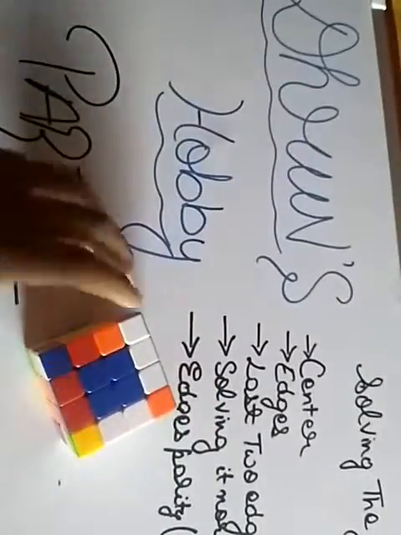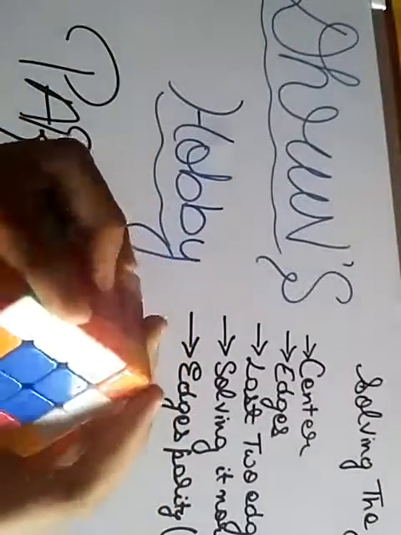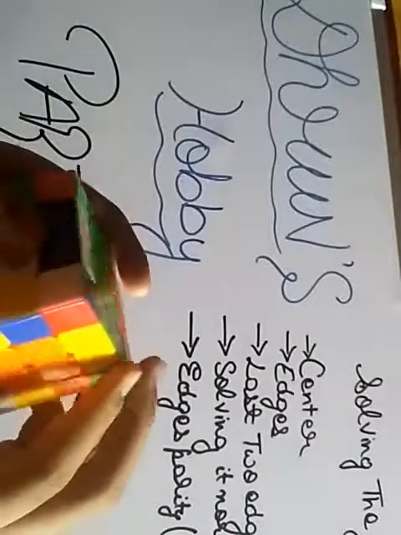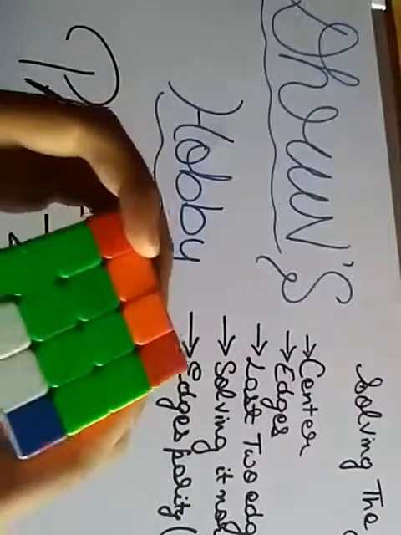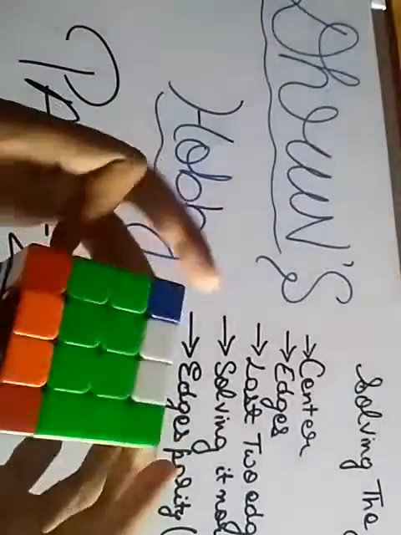Okay, now I'm gonna make that. I'm finding. Okay, I think all the edges are made except two. To check that, the easiest way is to do like this.